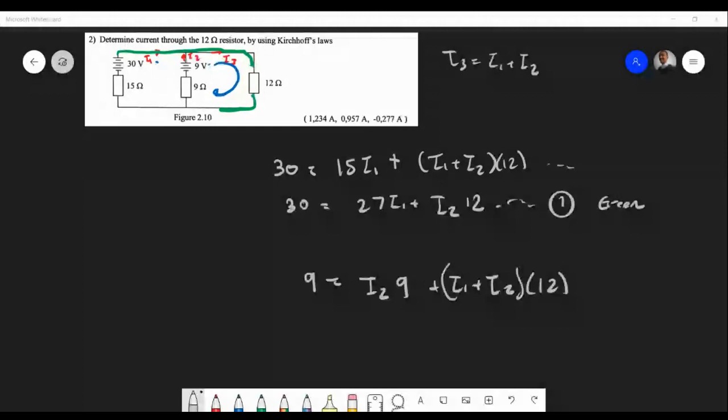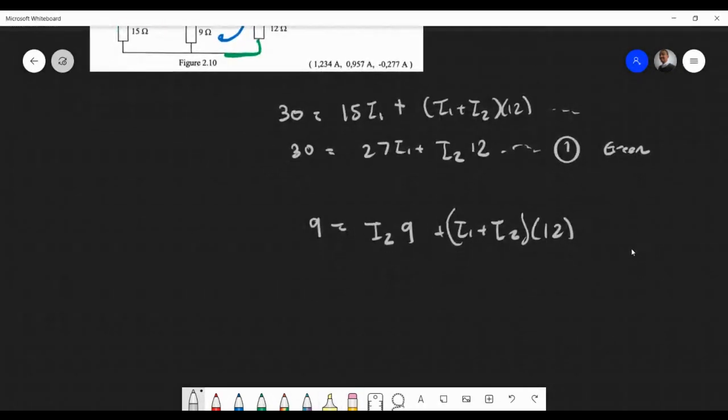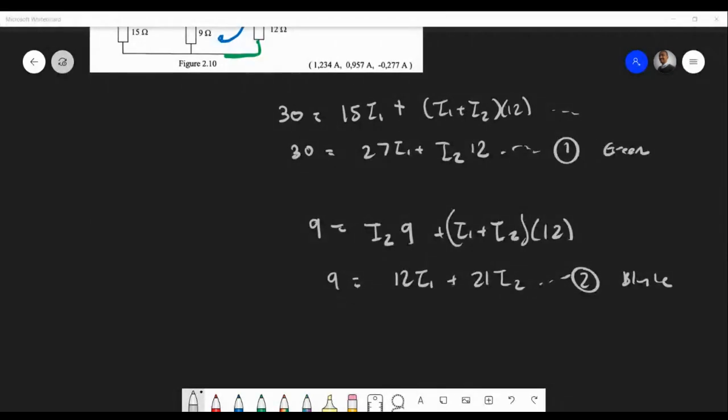It's fine as long as you get it. Remember, there are many ways to kill this cat, which is a good thing for you and a bad thing. Okay, so once that is done, you just have to sort this out for the blue. So 9 and 12 is what? It's 12 I1 plus 21 I2. Yes, that's the blue loop. I hope that's correct. I'm assuming you're happy with this.